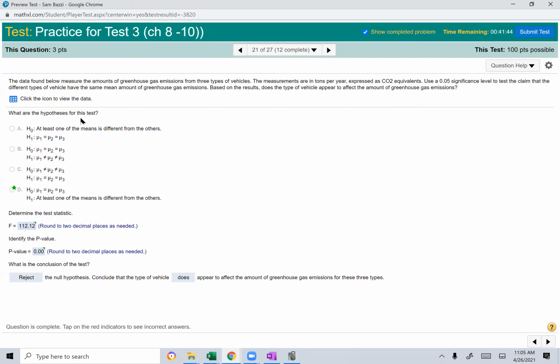See, it changed the values once I put them in, and the p-value is 0, reject H0. We can conclude that the type does appear to affect the amount of greenhouse gas emissions, because they're not the same. The type of vehicle makes a difference, because we rejected H0 that they are all the same. Okay, next question.